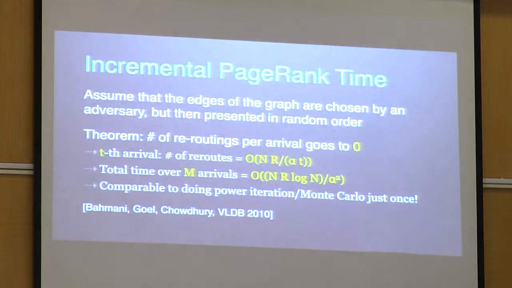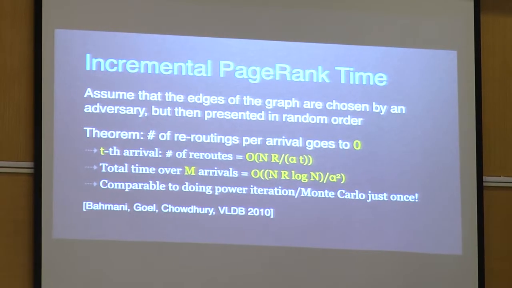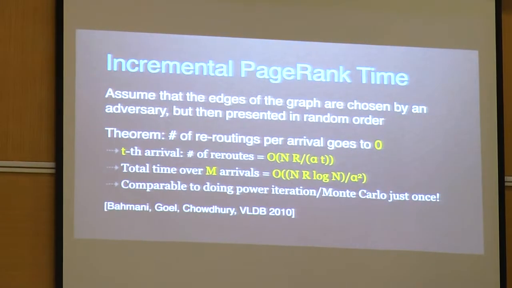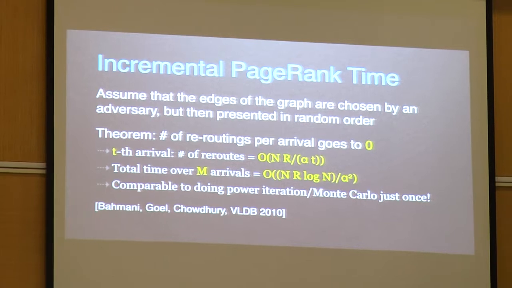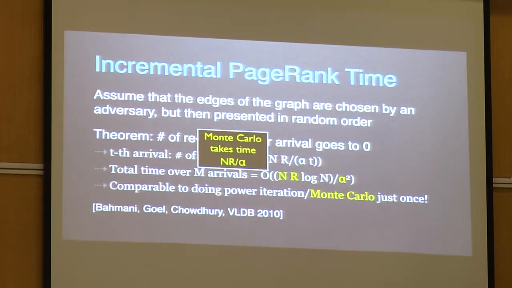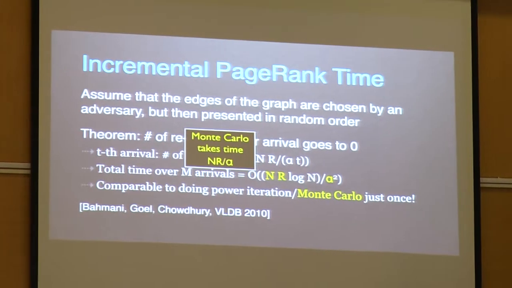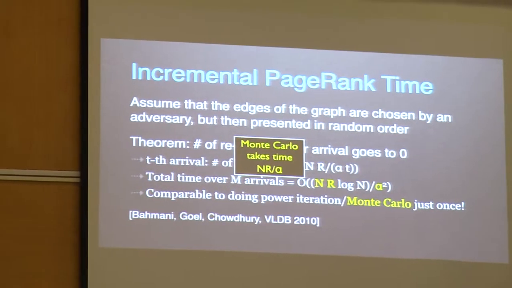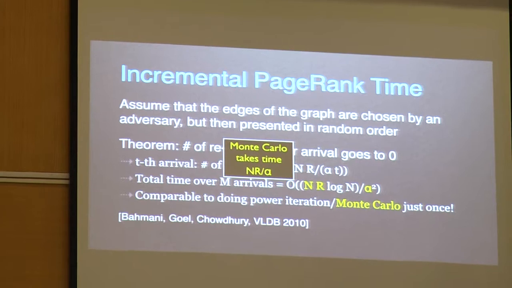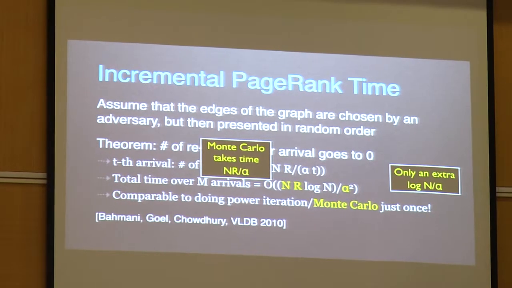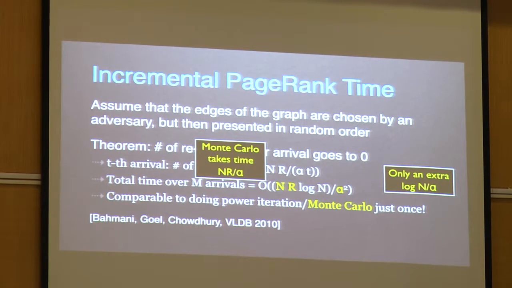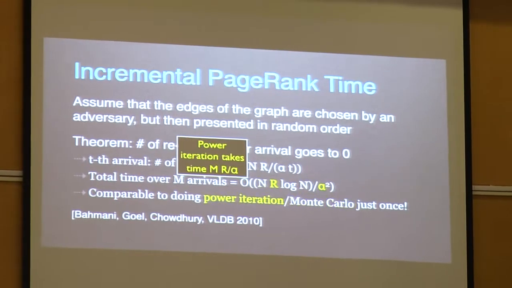Oh, sorry, I know why there's an extra 1 over alpha. The extra 1 over alpha is the number of reroutings, but each rerouting takes you 1 over alpha steps, because the random walk is 1 over alpha long. So one Monte Carlo takes nr over alpha if you are given the graph, and here the entire thing is taking you nr log n over alpha squared time. So you're only paying an extra log n over alpha compared to just doing Monte Carlo once, and you're getting the entire history.